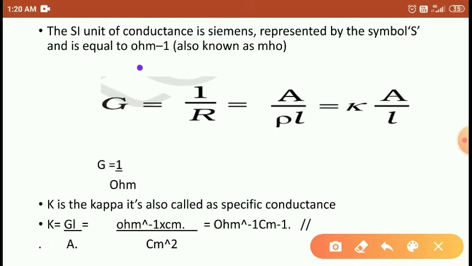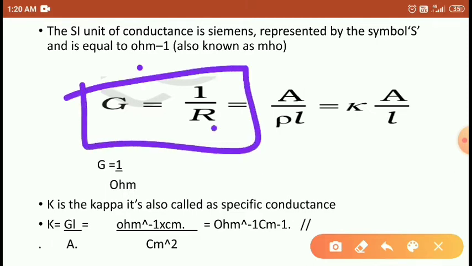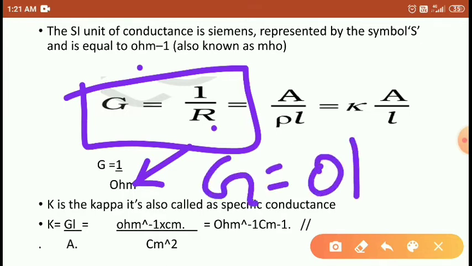Students, if you use this formula G equals 1 by R, we know the R unit is ohm. So in place of R you put ohm, then the conductance unit is per ohm.